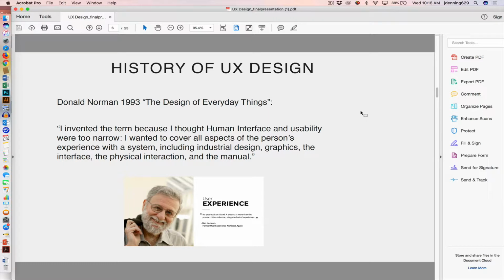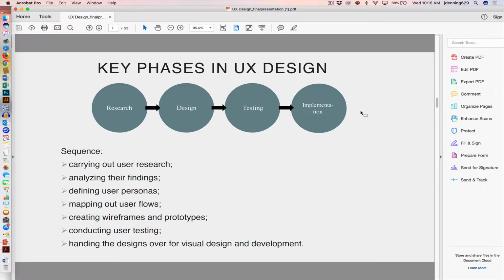The history of UX design: Donald Norman in 1993 wrote a book called The Design of Everyday Things. And he invented the term UX because he thought human interface and usability were too narrow. He wanted to cover all aspects of the person's experience with a system, including industrial design, graphics, the interface, the physical interaction, and the manual.